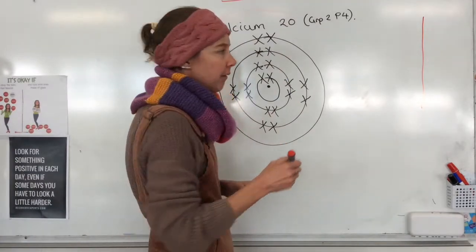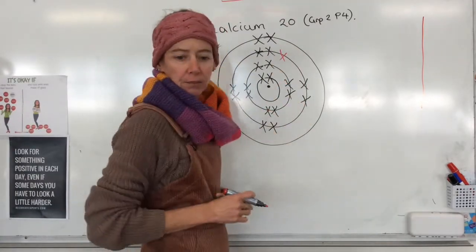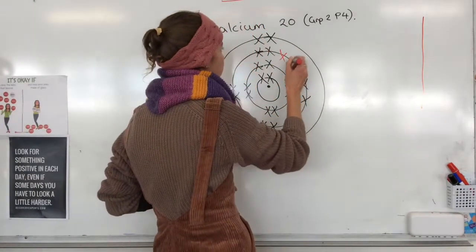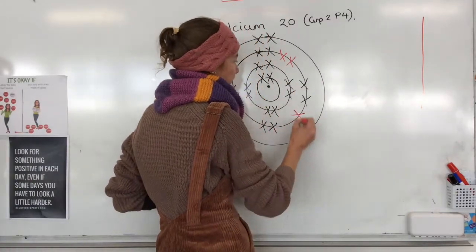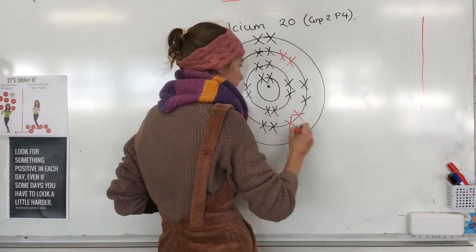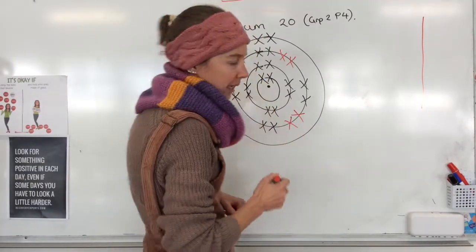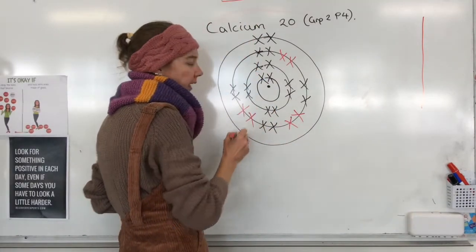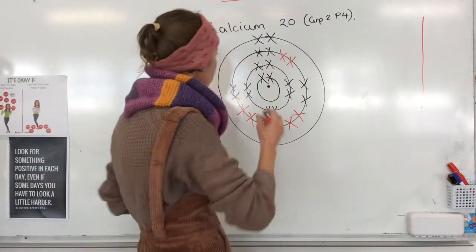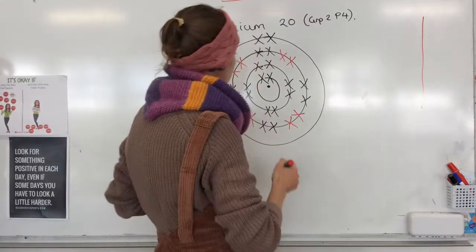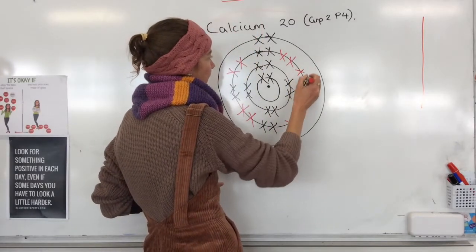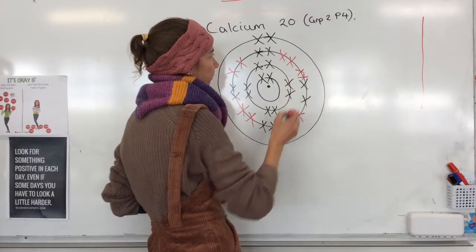So let's do scandium. 1. And then we could do titanium. And then we could do vanadium. Then we could do chromium. Then we could do manganese. We could do iron. We can do cobalt, nickel, and then we have copper and zinc.